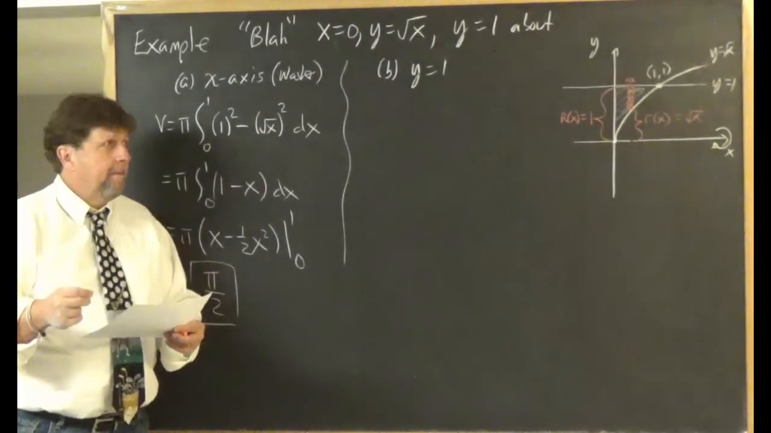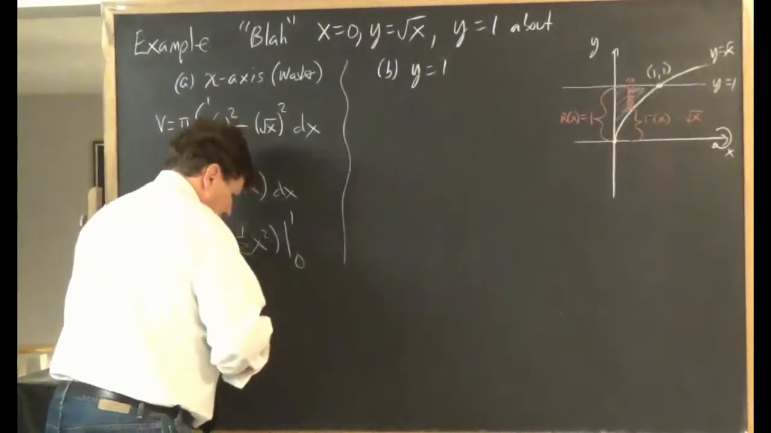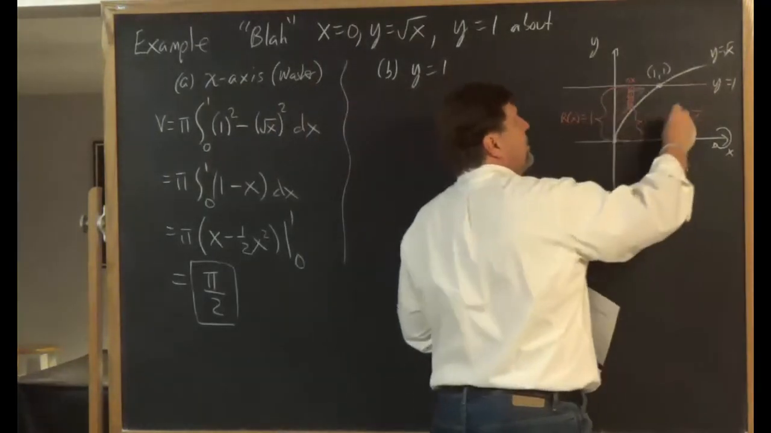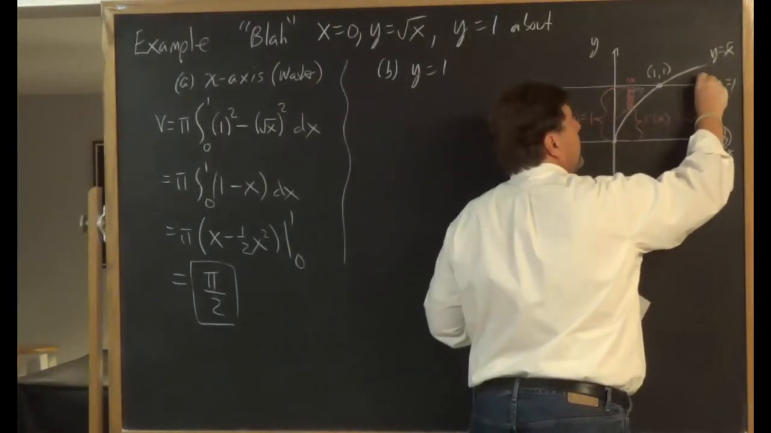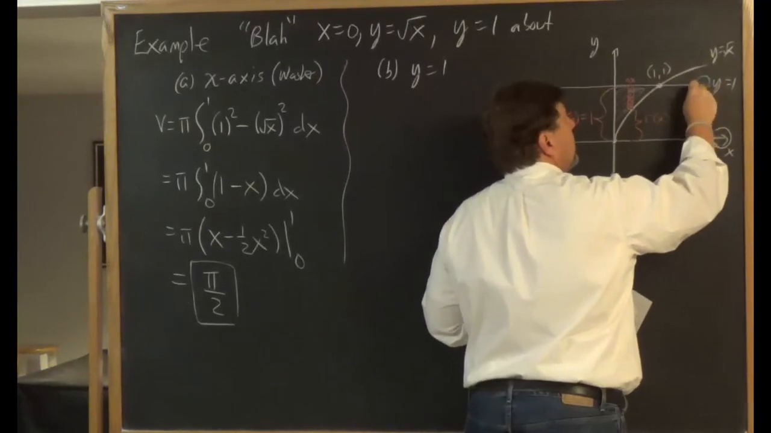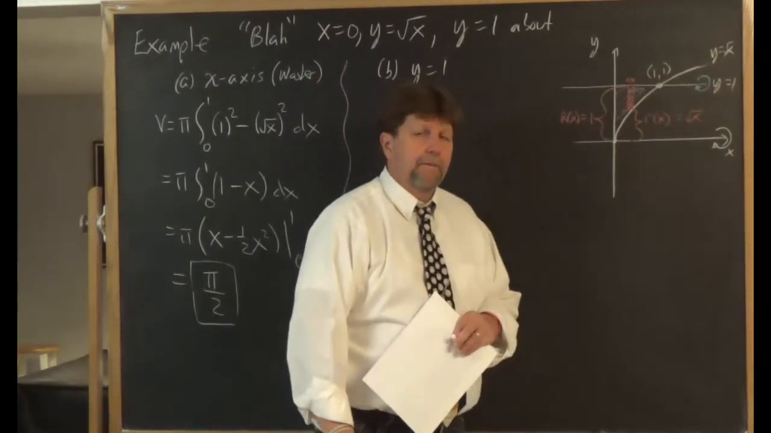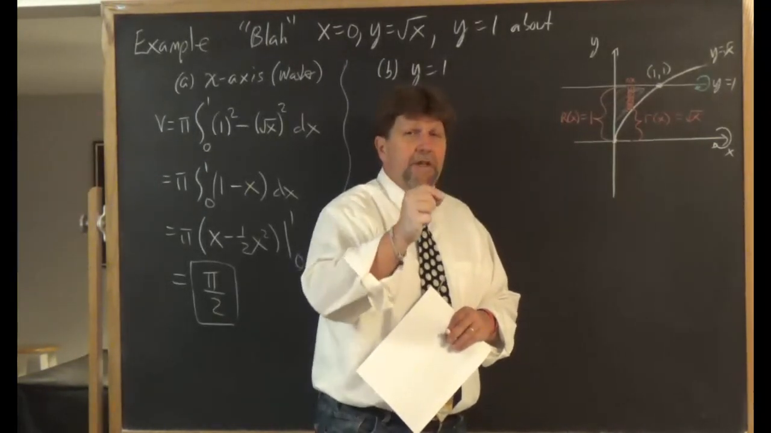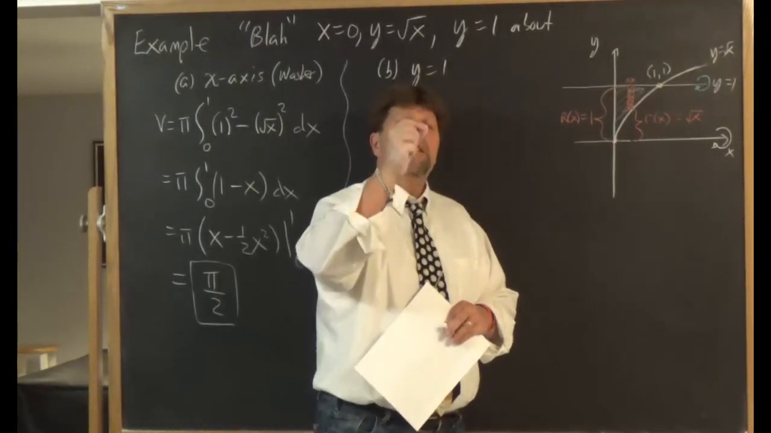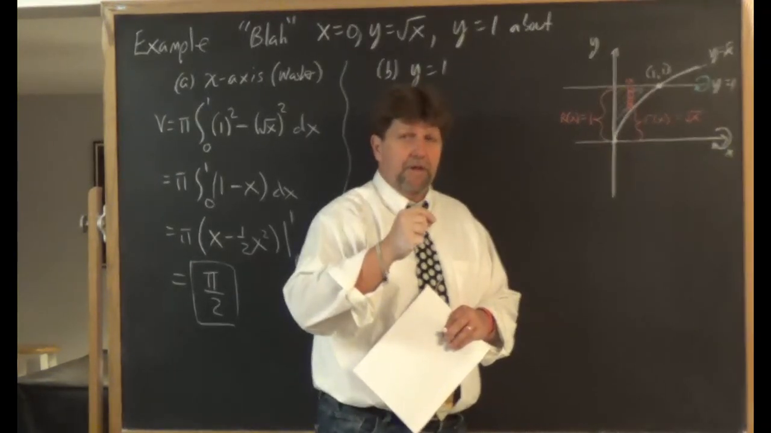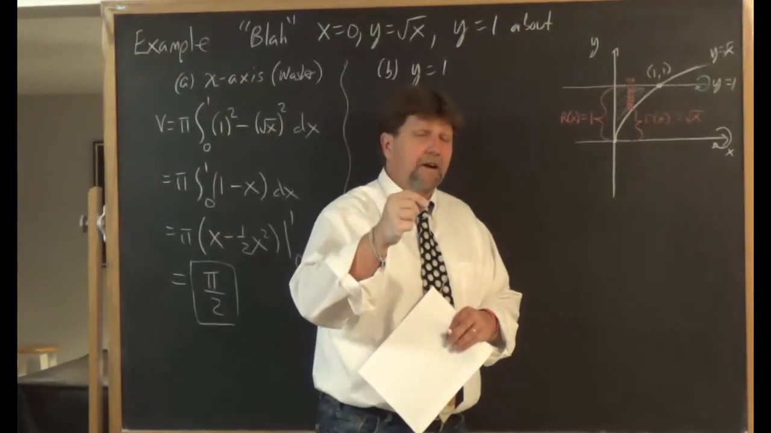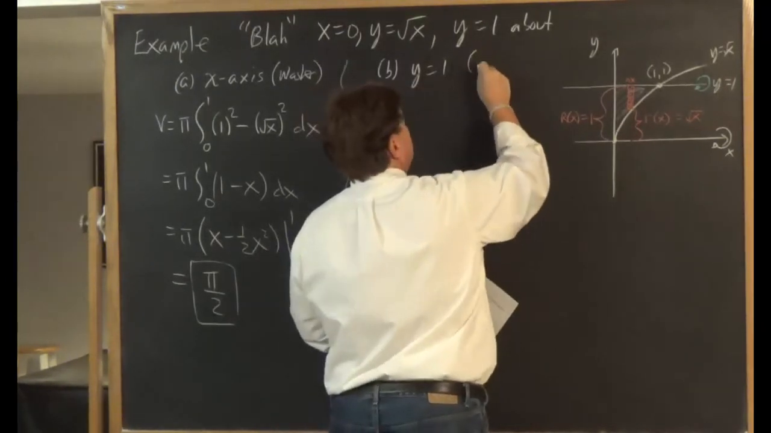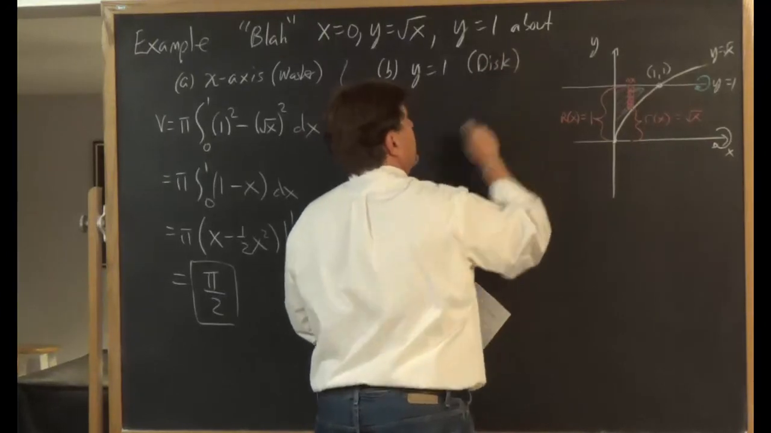Part B. Now in part B, let me get the blue colored chalk. Part B, we're taking the same region and we're revolving it around the line y equals 1. Okay, notice here that my rectangle is perpendicular to the axis of revolution, and it's touching the axis of revolution. So that means here, perpendicular to and touching, this is just the disk method.